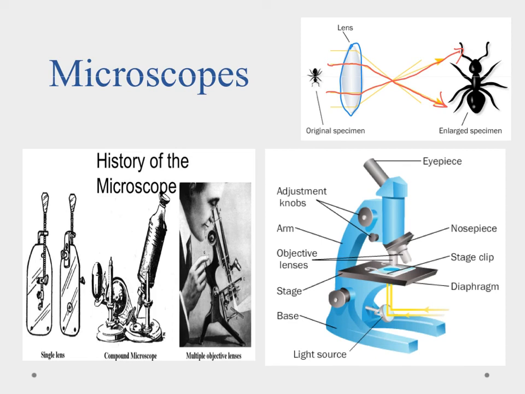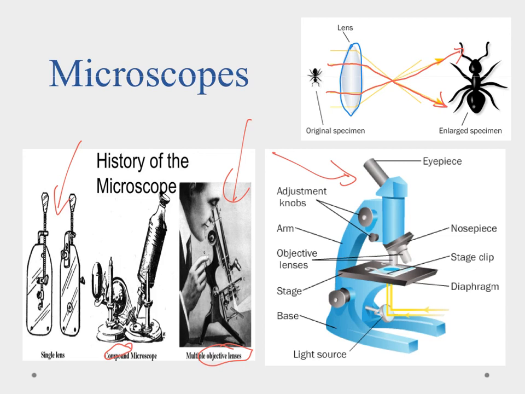Okay, the microscope started off with a single lens down here, just a magnifying glass per se, and then they started to put two of them together to get a compound microscope, and now we have ones that have multiple objective lenses, and these are kind of like the ones that you'll find in a classroom or the one we see right here in our picture.